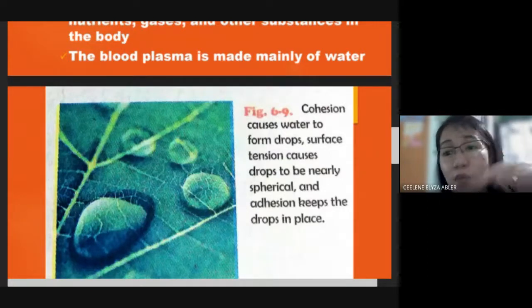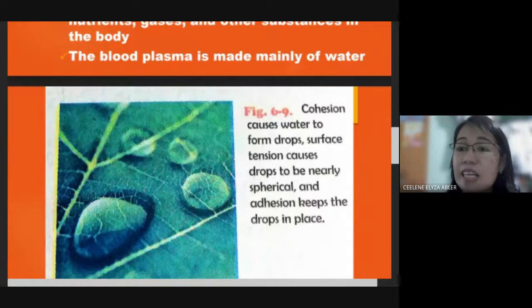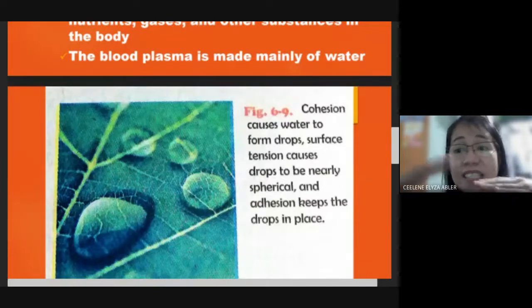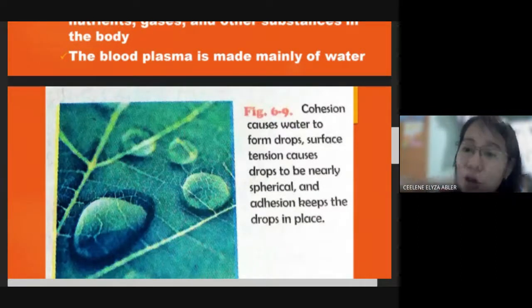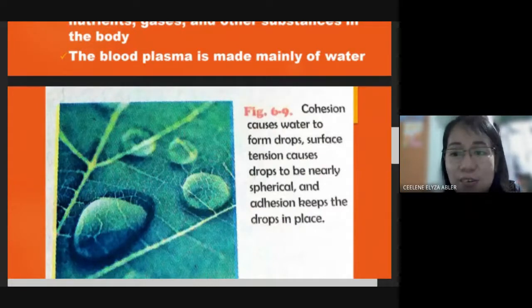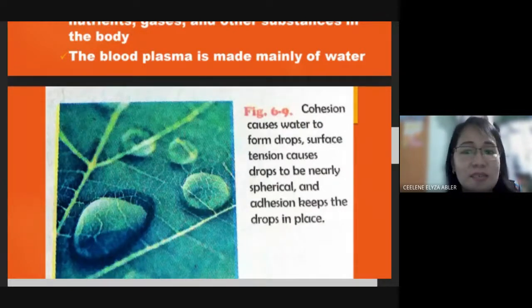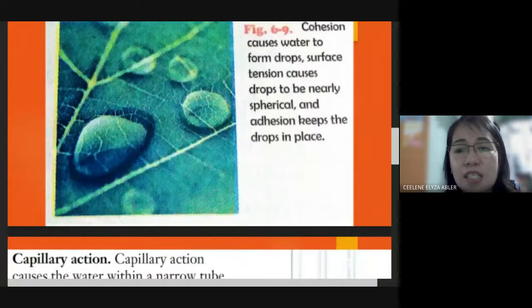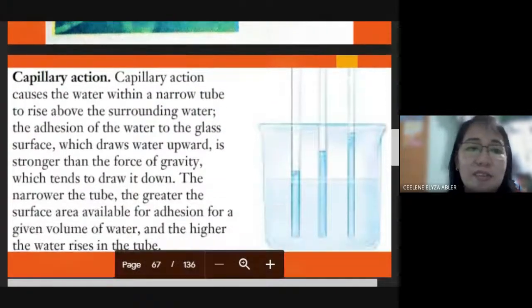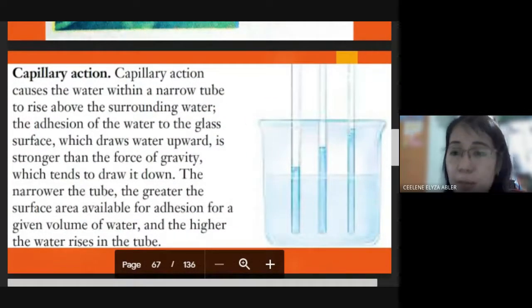The water strider also uses this, because it strides above the surface of the water. The insect that walks on water, that's the water strider. It uses surface tension to walk on water. So it has a Jesus moment there. All right. So you have here the capillary action.